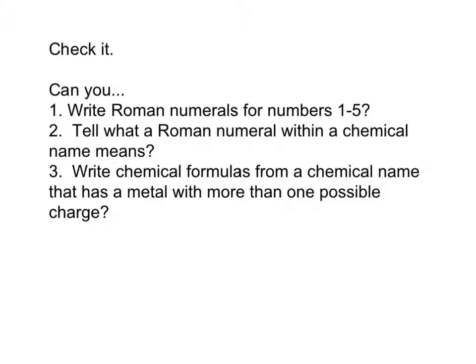So this ends another lesson, and I want to make sure that you are able to first write Roman numerals for numbers 1 through 5. That's pretty simple, should be in your notes. Could you tell me what the Roman numeral in a chemical name means? Hopefully you can tell me, yes, it means the charge of the metal. And then lastly, can you write the chemical formulas from a chemical name that has a metal with more than one possible charge? This is another skill where you could be writing down steps to solve these problems. It's not cheating, it's just taking good notes and being a good student. All right, so make sure you write those steps down.